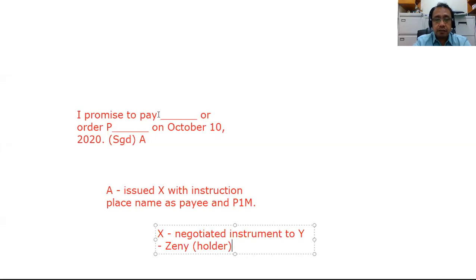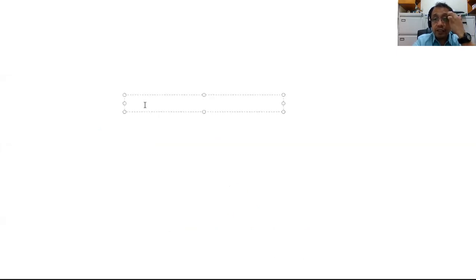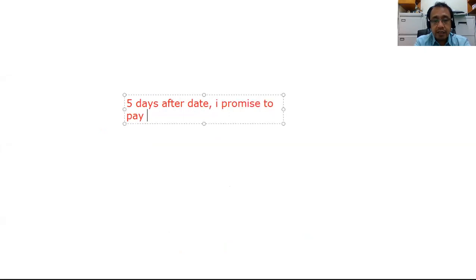Same scenario rin. If the instrument is wanting a material particular, however, the instrument is negotiable, such as there is no date. So, for example, 5 days after date, I promise to pay to X or order 1 million, signed A. Is that negotiable? If you notice, there is no date of acceptance.